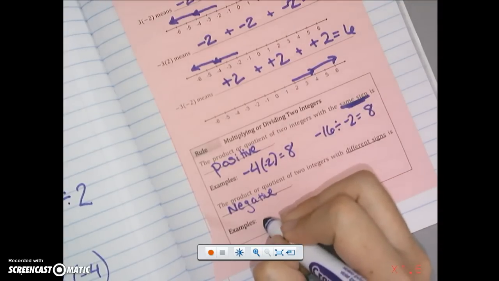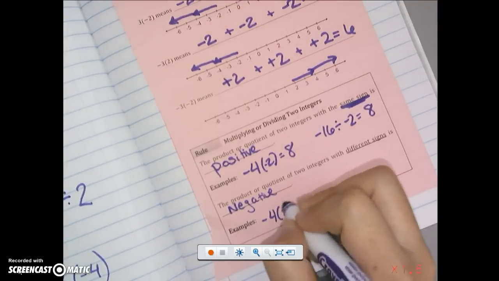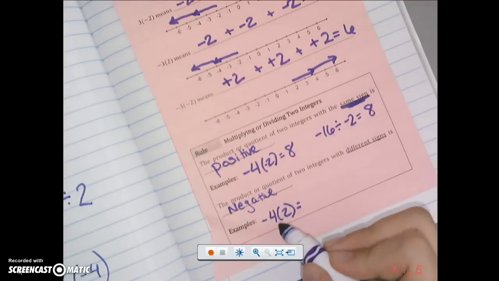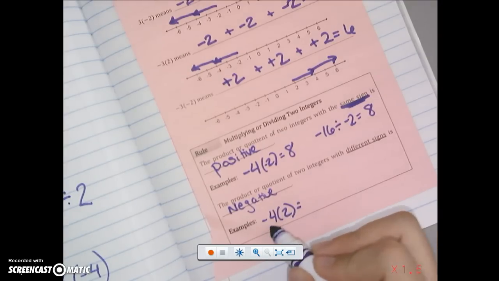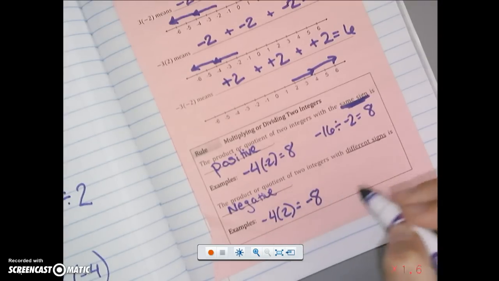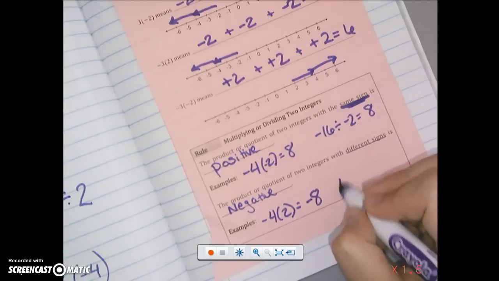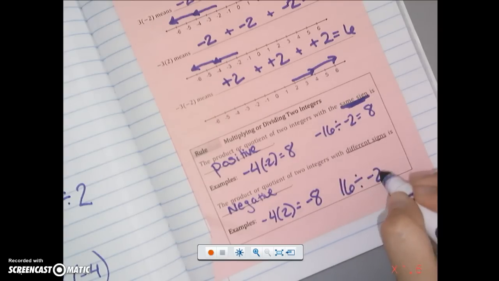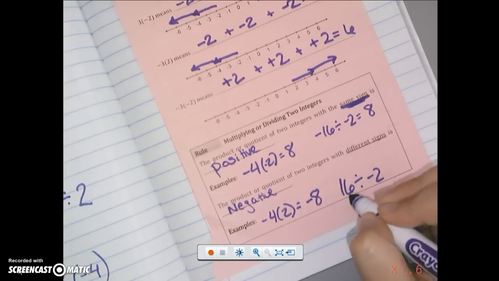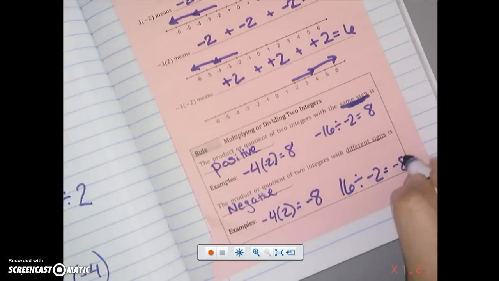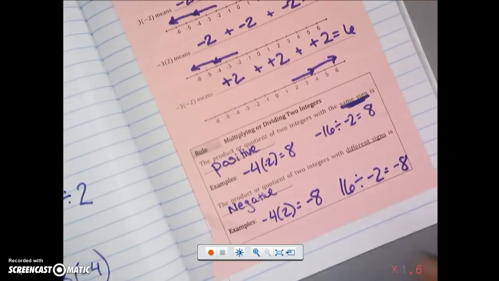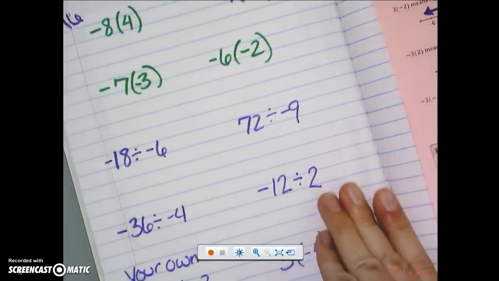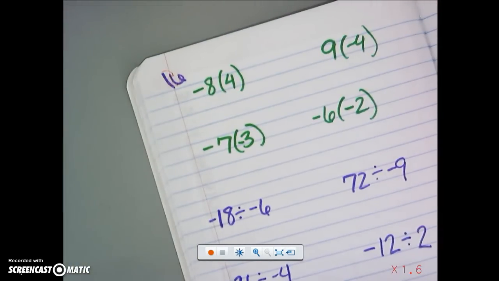If I do negative 4 times 2, I need 4 groups of 2, but doing the opposite, so that's going to be negative 8. And then if I do 16 divided by 2, I have to break it up into 2 equal groups, but do the opposite. So the opposite of positive is negative. So we're going to get our negative 8. Okay, so we're going to jump over here and do the sample problems.